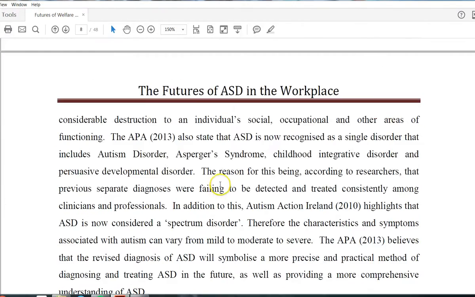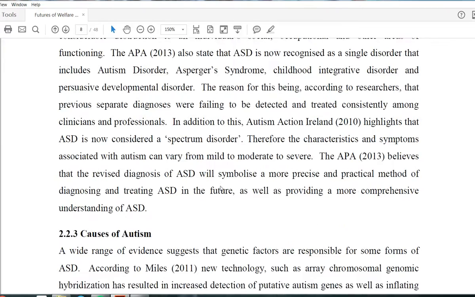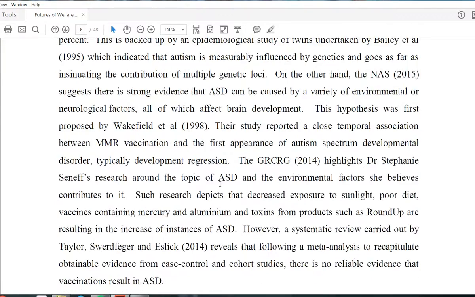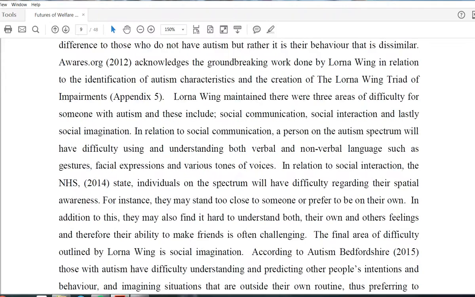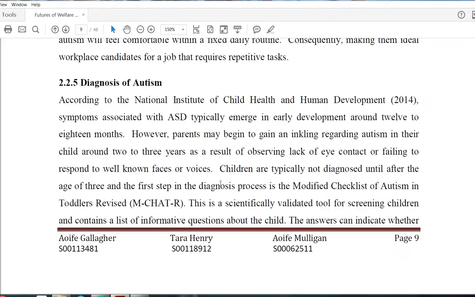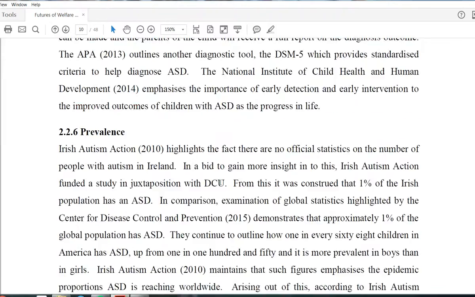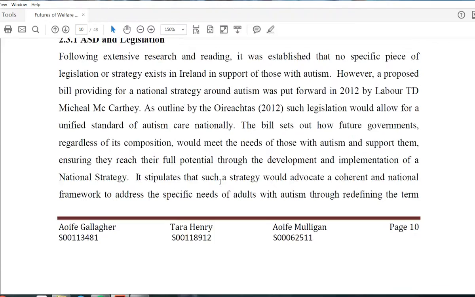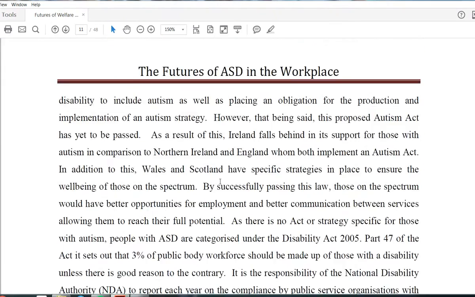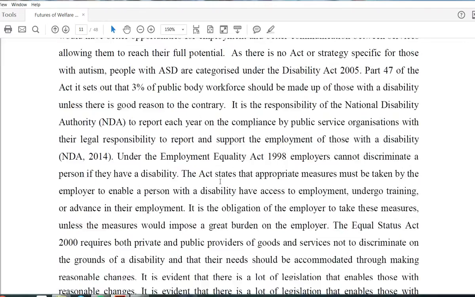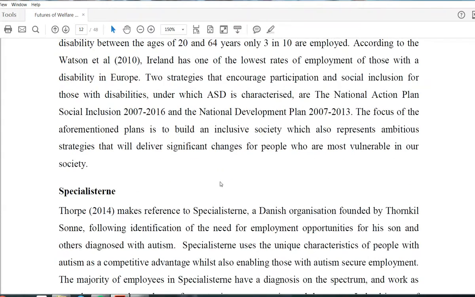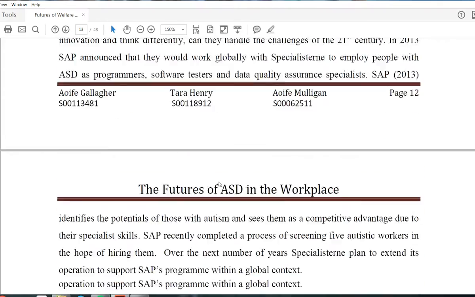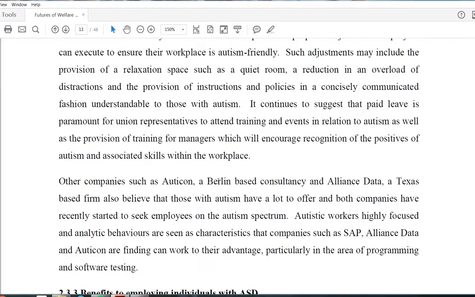A good issue is to define what you're talking about. In their case, they want to look at the causes, or the evidence that suggests what the causes are, the characteristics of autism, diagnosis of autism, its prevalence, ASD in the workplace. So you can see it's quite comprehensive. And what I'm really looking for is to get into an exploration of their actual futures work.